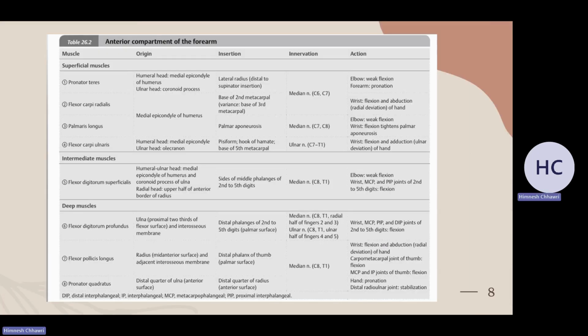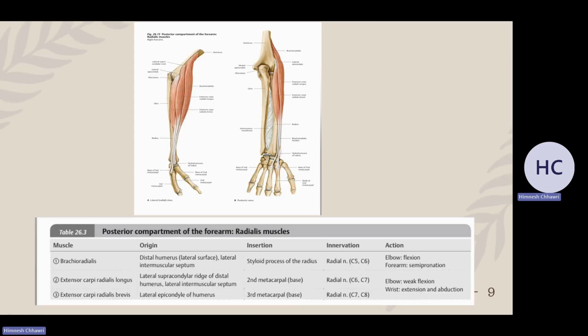We talked about all these muscles. Now move into the lateral compartment muscles. Lateral compartment, three main muscles. We can move anterior to posterior. We have the brachioradialis. By the name, brachioradialis: brachium to the radius. Originates from the distal surface of the humerus, lateral to the muscular septum, and inserts into the styloid process of radius. You know the anatomy, styloid process of radius.